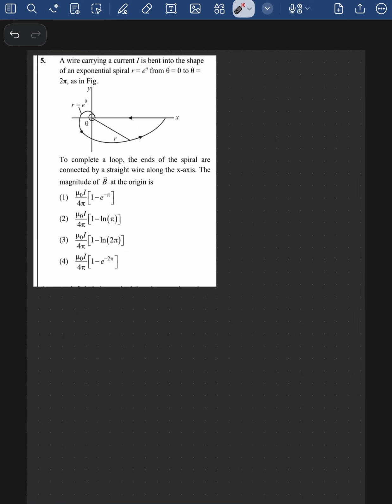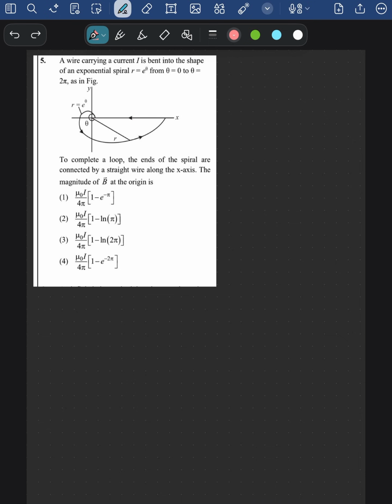So then he's asking, to complete the loop, the ends of the spiral are connected by a straight wire. So this is your spiral, and the ends of the spiral are connected by a straight line. So in short, this is your current carrying spiral right now. From this we are supposed to calculate what will be the magnitude of magnetic field at the origin. What value of magnetic field will I have at the origin in this case, right?